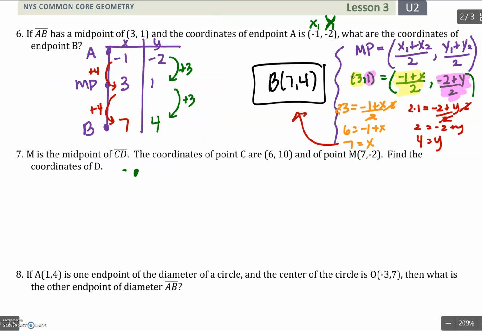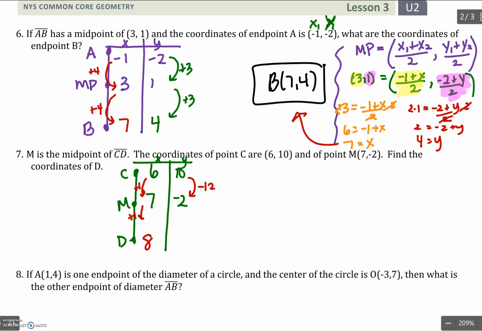So we have M as the midpoint of CD. I'm going to sketch that out. C is 6, 10, and M is 7, -2. So if I just calculate the change from here to here, I have to add 1. If I add 1 again, this will be 8. From here to here, 10 to -2, I'm subtracting 12. And if I subtract 12 again, I'll get -14. And so D is at 8, -14.